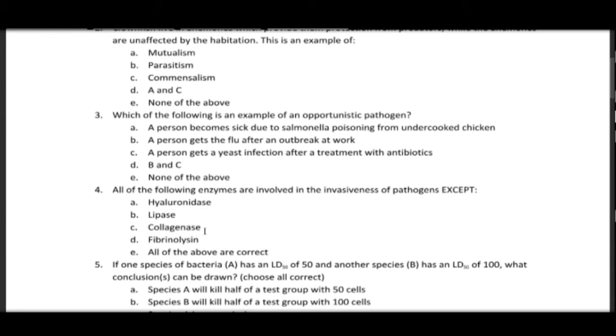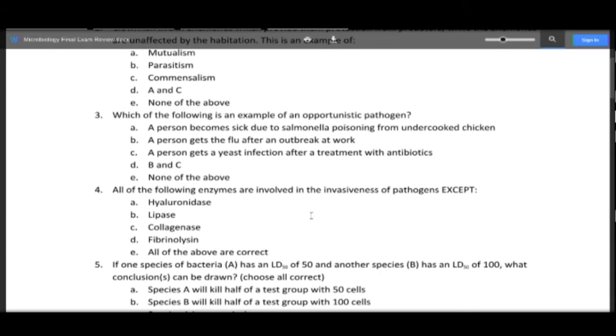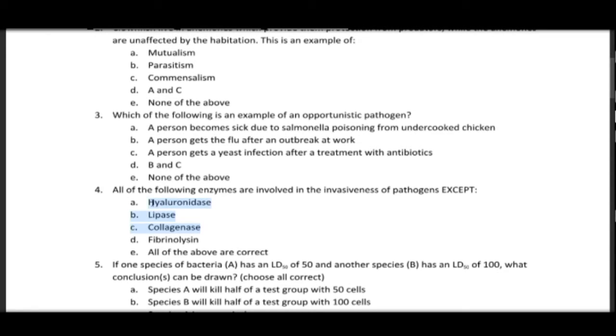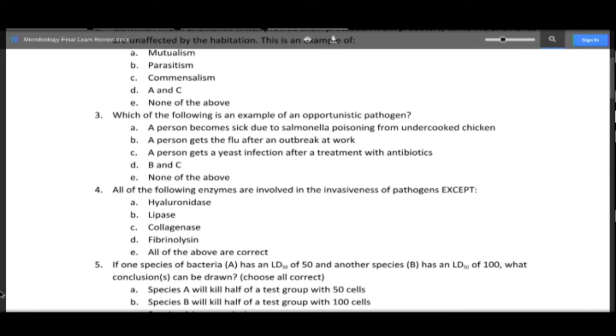Let's keep going. C is collagenase. So this breaks down collagen. Collagen is a connective tissue in the body. It helps create muscles and bones and other tissues. So this is breaking down that protein, breaking down the tissue, and allowing them to invade as well. So this is also another one that's involved in invasiveness.